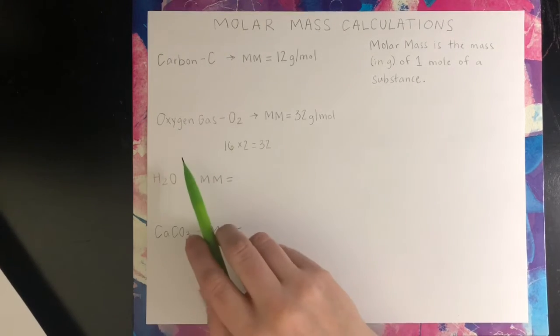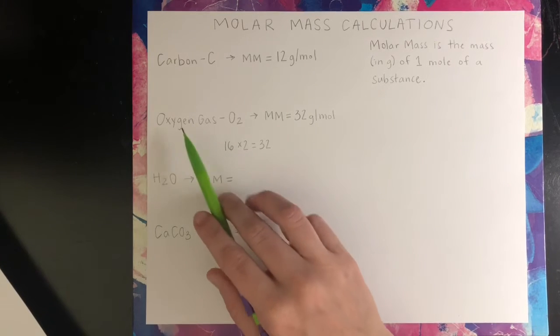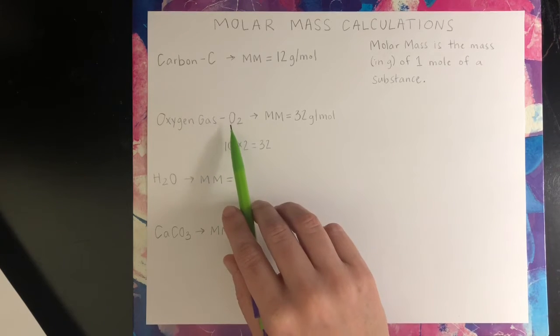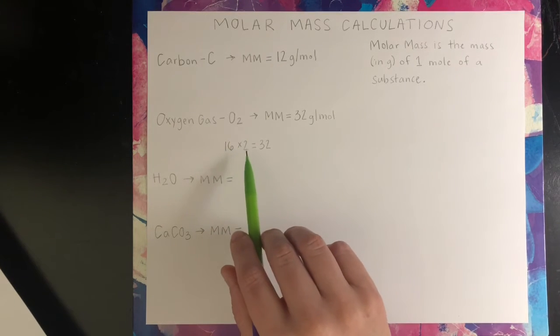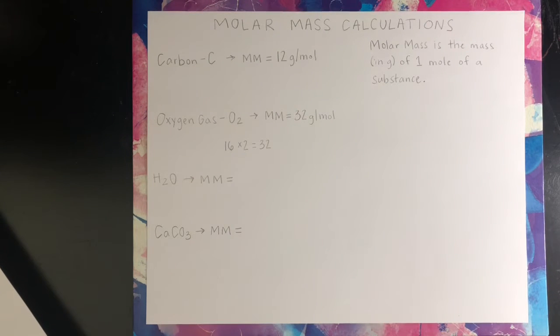Now, had this specifically said just oxygen atoms, then it would have been 16. But it's asking for oxygen gas, which is elemental oxygen, diatomic, O2. So 16 times 2, 32 grams per mole is the molar mass of oxygen gas.